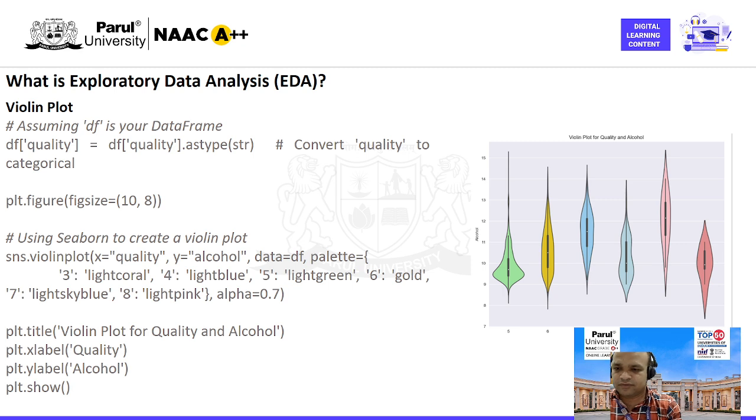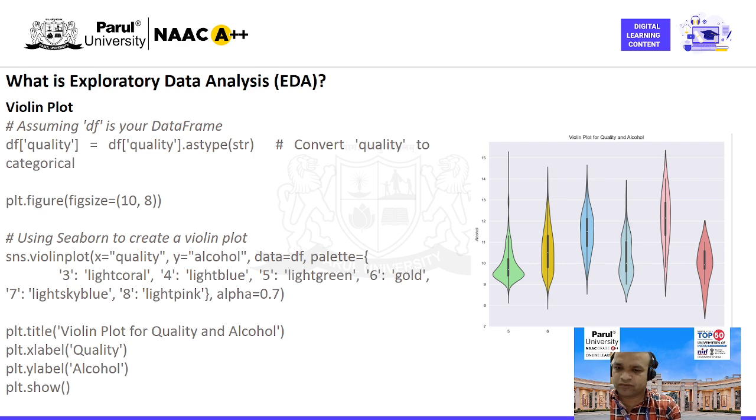How can we do that? With the help of this code, you can draw this violin plot. So assuming df, as we said, data for your data frame, we want to represent the quality along with the alcohol. So df quality equals df quality astype str, to convert quality to categorical. Then plot size we give here 10, 8.